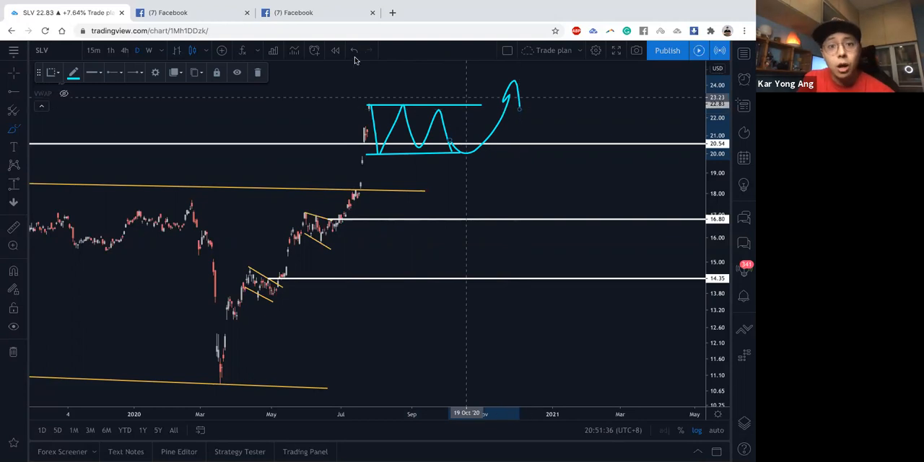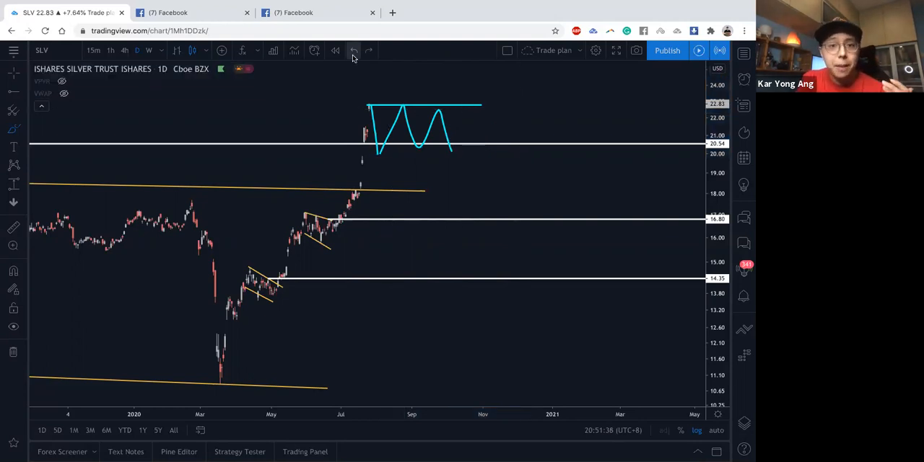Again, these are parts where I want you to be able to see what we are doing as traders. We are just planning out the scenarios that can happen, and then we execute whenever a certain scenario hits according to our plan.